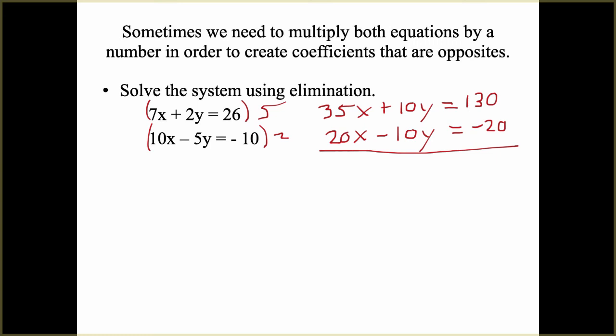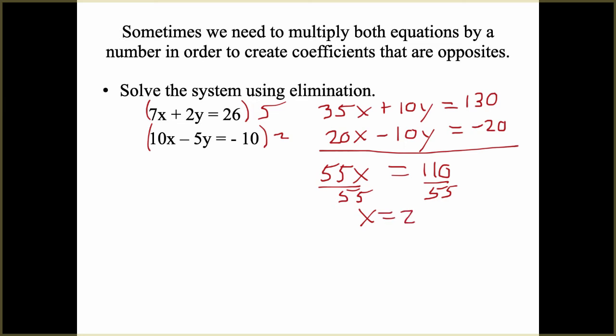35x plus 20x is 55x. The 10y and the -10y will cancel out to 0 when you add them together. And it's going to equal 130 minus 20, which is 110. Divide by 55, and x is 2.